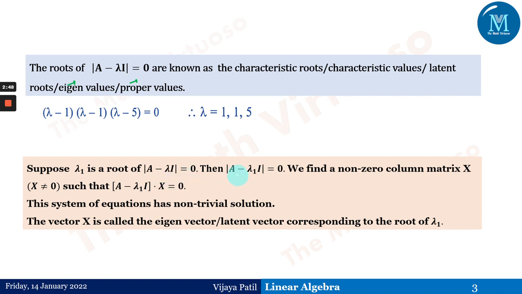Then we will have A minus lambda 1 times I equals 0, because whenever we put lambda 1, say for example this one, in this particular equation, the value of this equation is going to be 0. That is what has been written here.